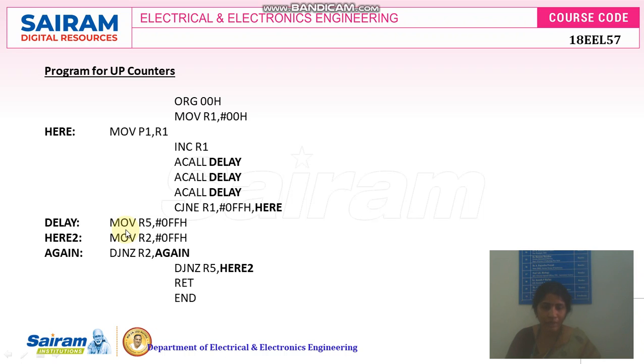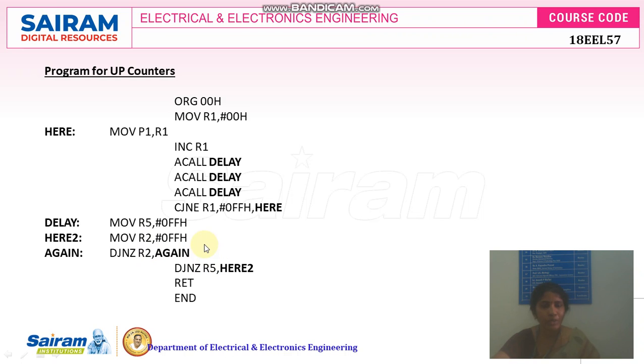You can write a delay program using timer concept, which we will be discussing in the next few experiments. In this you have created a delay program using a loop. Move R5 comma hash 0FF, move R2 comma hash 0FF. You are going to decrement this R2, and if it is not equal to 0, it is going to run in this particular loop. Therefore, here R2 will run FF times.